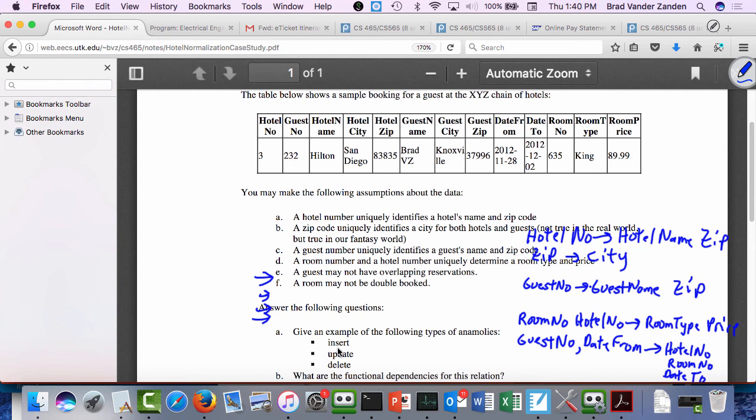And I can come up with another functional dependency that's very similar to that one, from that same one. I just need to change one attribute in the determinant and one attribute in the right-hand side. What can I swap? Date 2 and date from. So another functional dependency is guest number and date 2. Obviously, this isn't really intuitive, but it is also true.